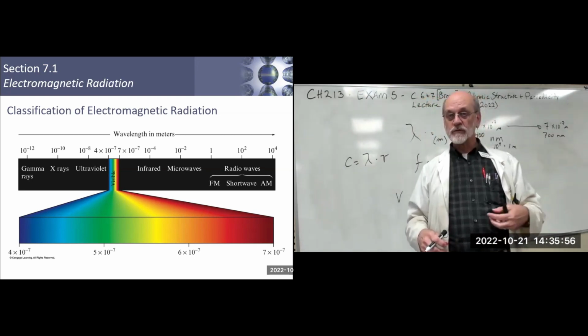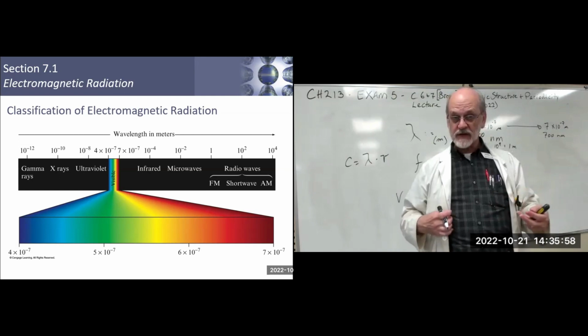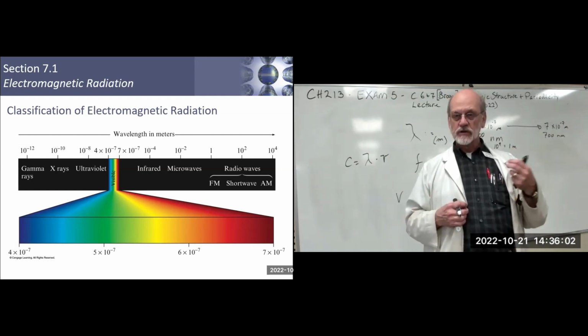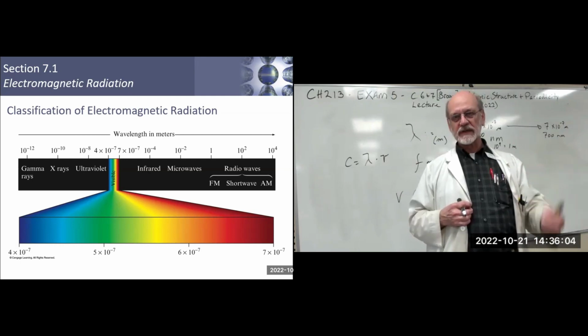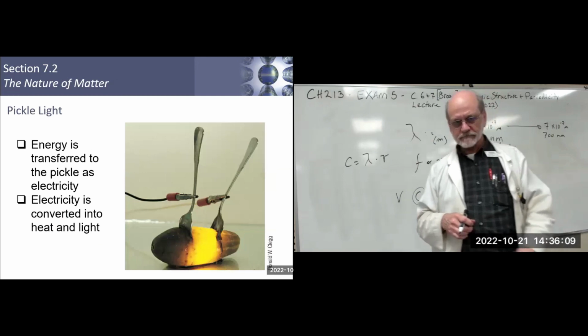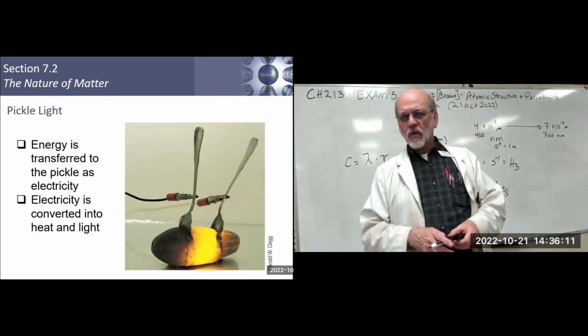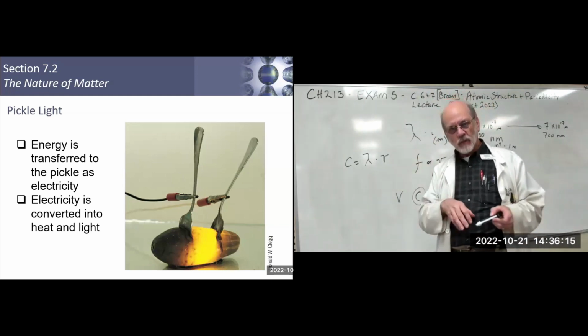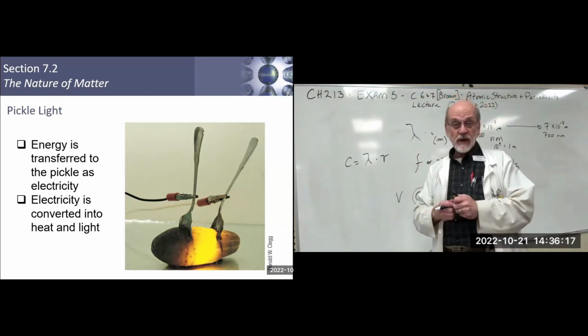And then we move with even higher energy to X-rays, higher frequency, shorter wavelengths, and ultimately to gamma rays. All right. So where does all that energy come from that's packed into those light waves? It's got to come from somewhere, right?